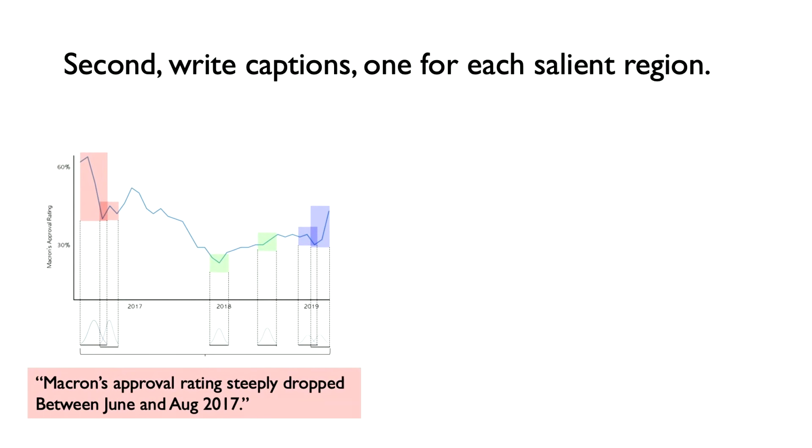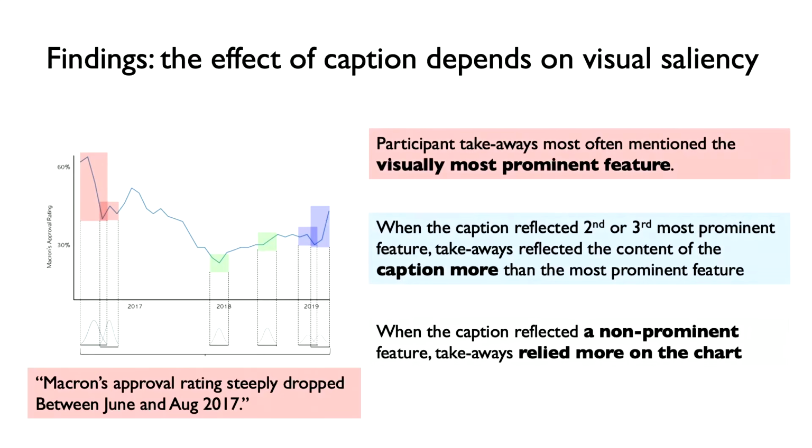And they then would have a caption like, Macron's approval rating steeply dropped between June and August 2017. And so they found that when the captions and the salient parts aligned, participants, when they were asked what do you take away from this design, most often talked about the visually most prominent feature. But when the caption reflected the second or third most prominent features, the takeaways from the content of the caption were mentioned more than the most visually prominent feature. But when the caption reflected a non-prominent feature, the takeaways relied more on the chart.